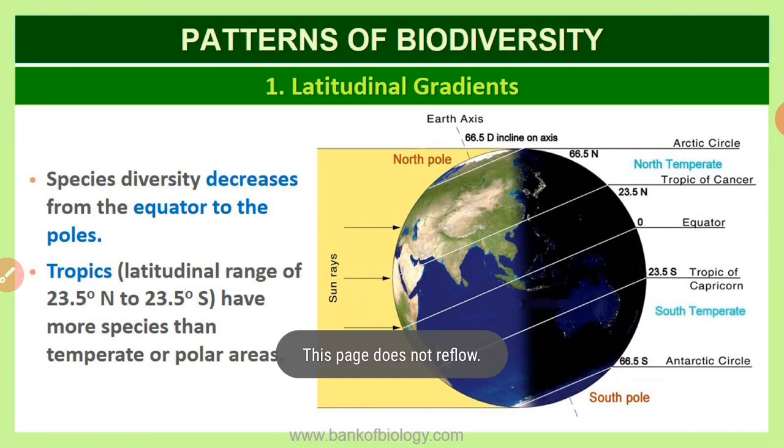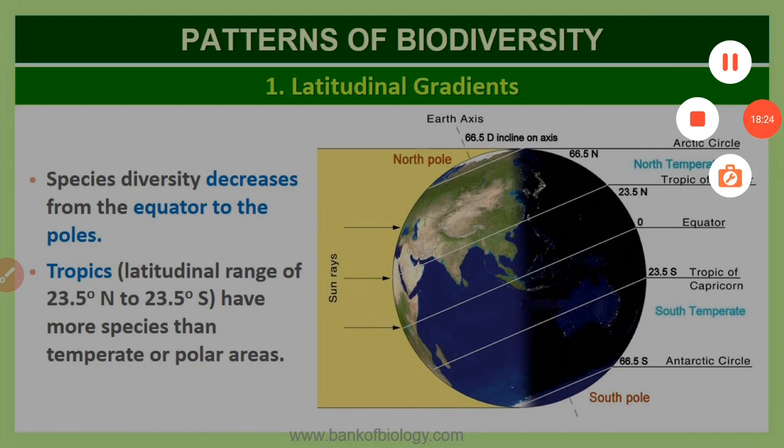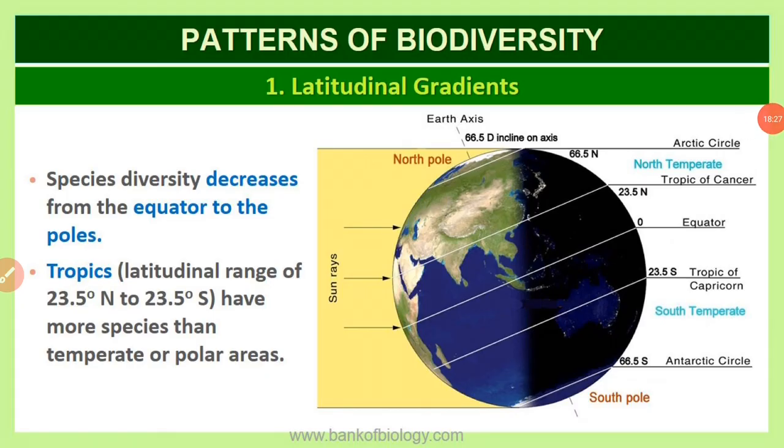The next is about the patterns of biodiversity. The diversity of plants and animals is not uniform throughout the world, as you all know. Everywhere you cannot have the same number of plants and animals; rather it shows an uneven distribution. For many groups of animals or plants, there are interesting patterns of diversity. The first one is latitudinal gradients, and the second one is the species area relationship.